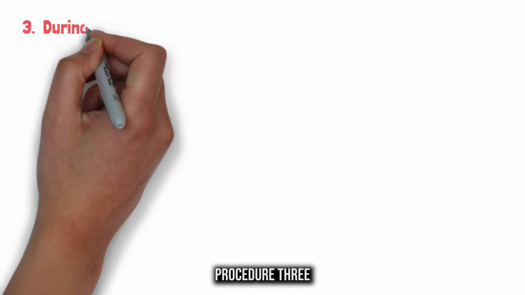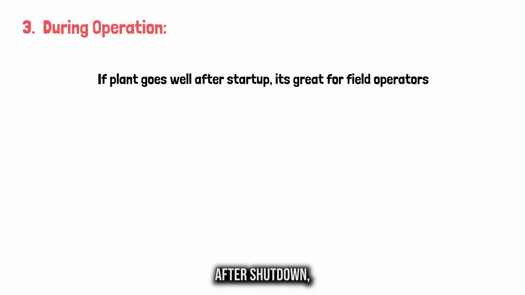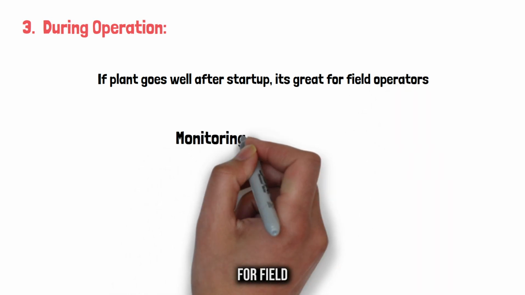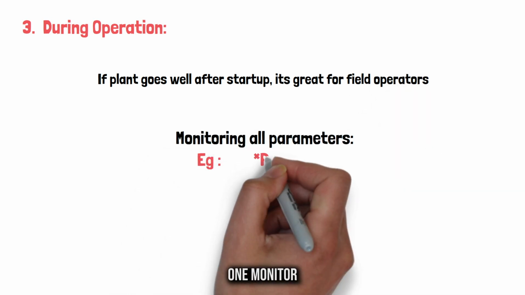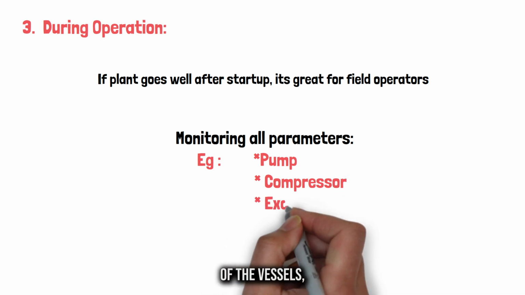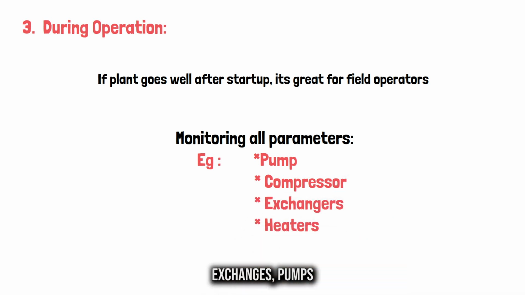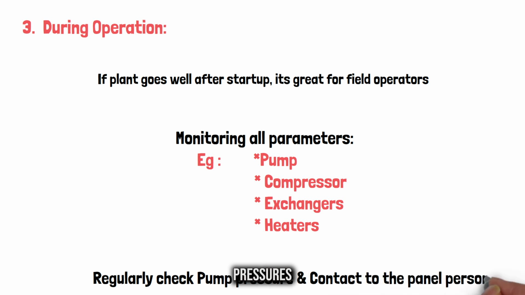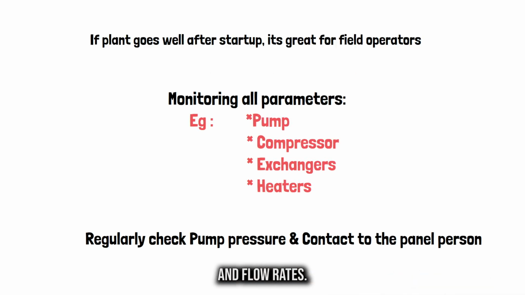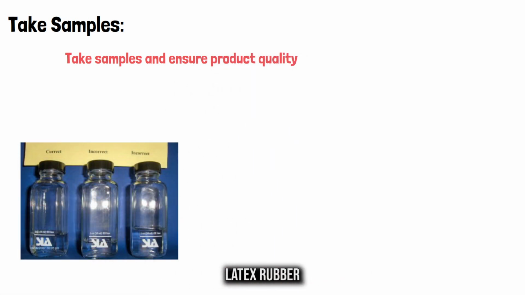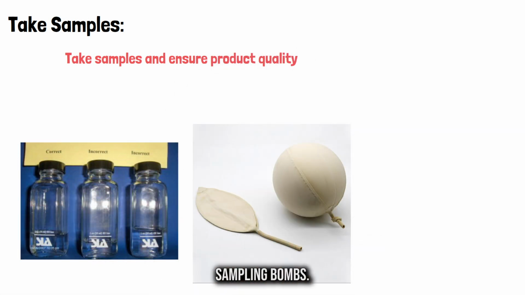Procedure 3. Operational monitoring. If the plant goes smoothly after shutdown, it's heaven for field operators. 1. Monitor all the parameters of the vessels, exchanges, pumps, and compressors. 2. Regularly check temperatures, pressures, and flow rates. 3. Take samples and ensure product quality using glass bottles, latex rubber bladders, and gas sampling bombs.